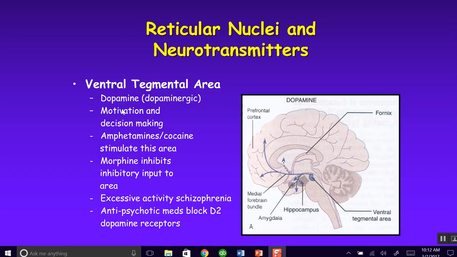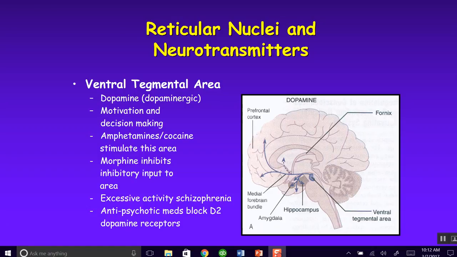So the first one we're going to talk about is the ventral tegmental area. Remember, the ventral tegmental area is part of that lateral reticular zone up in the midbrain. It's right there with your substantia nigra. They're separate, they're different, but they both secrete dopamine. The ventral tegmental area is a little different region than your substantia nigra, but it is dopaminergic in nature. It influences motivation and decision making, okay?